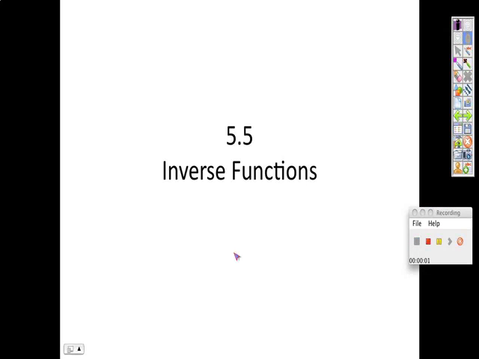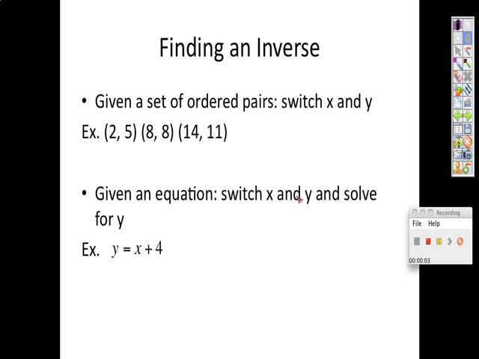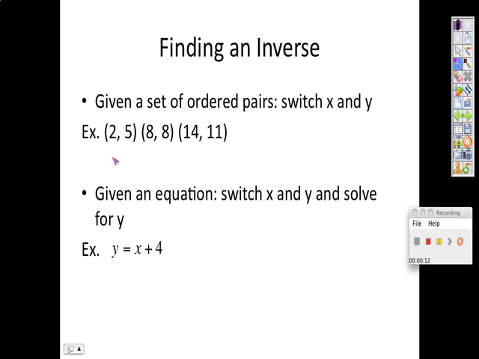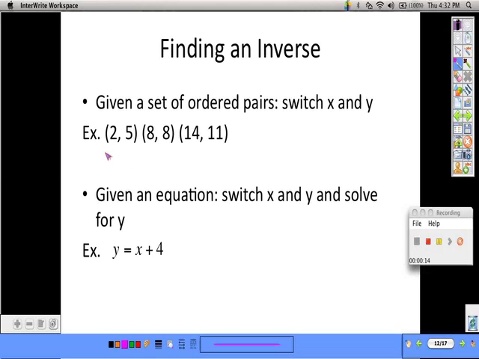In 5.5, we look at inverse functions. For a bunch of ordered pairs, to find the inverse of those ordered pairs, we just flip-flop the x and the y. So if these three ordered pairs are our function, its inverse would contain the ordered pairs (5, 2), (8, 8), and (11, 14).